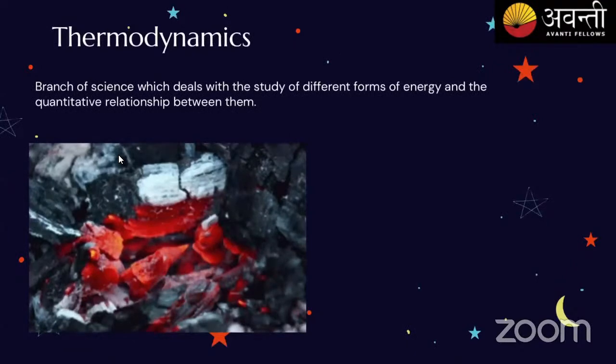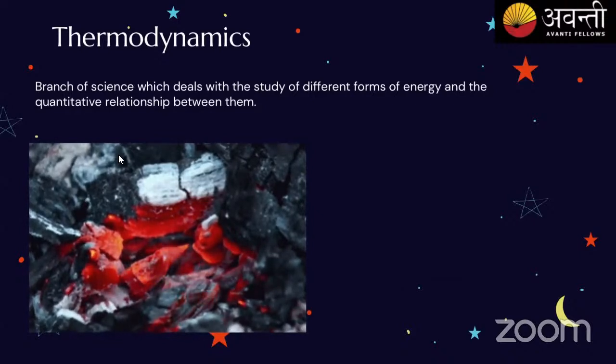First thing, thermodynamics. What does it deal with? It is a branch of science, which deals with the study of different forms of energy and the quantitative relation between them. What are you seeing in this case? Can you see what is there on the screen? Something red color, right? That is nothing but charcoal burning. It is showing a red tint color. That is representing the heat produced from it.